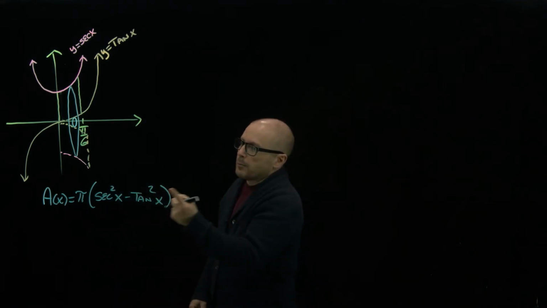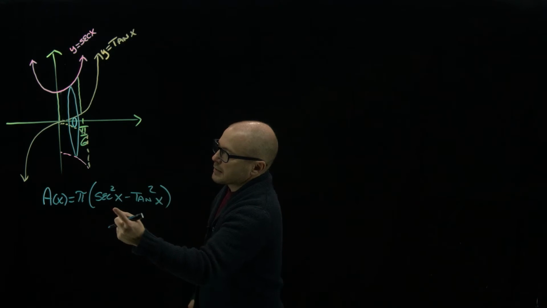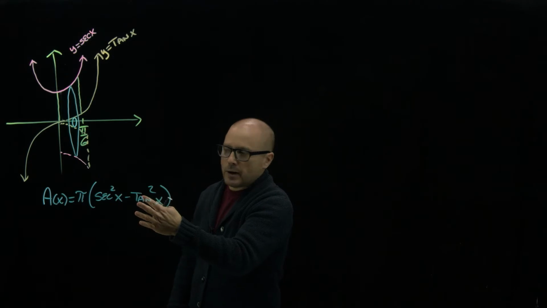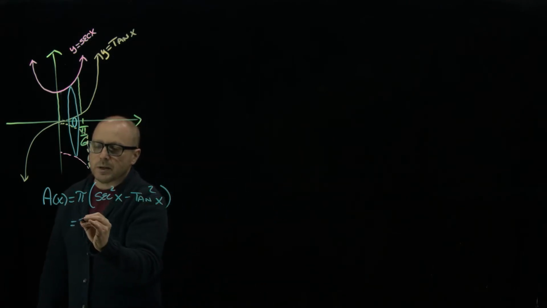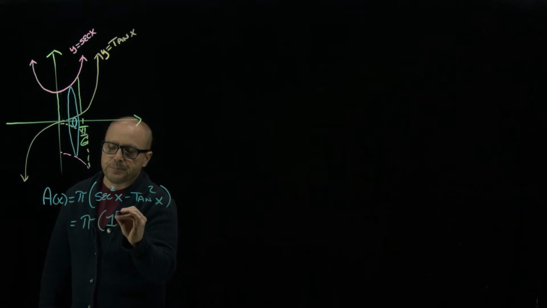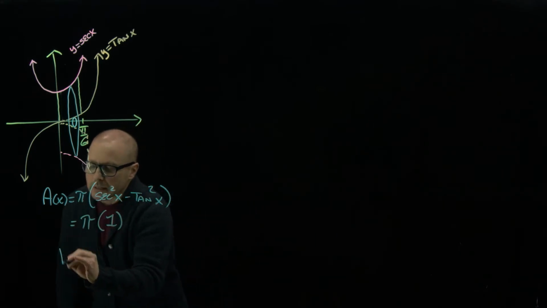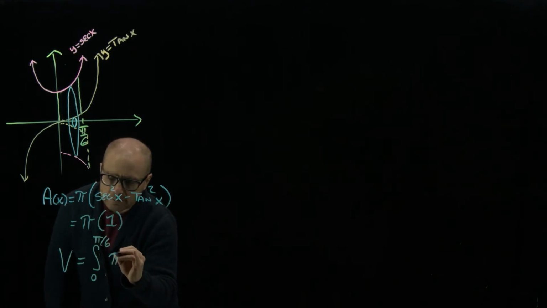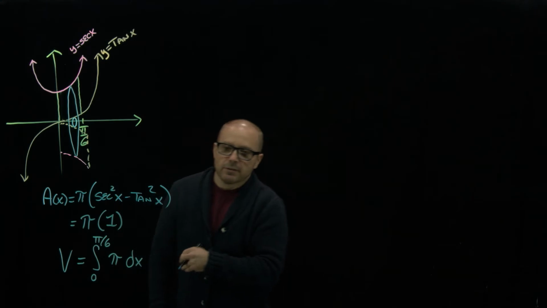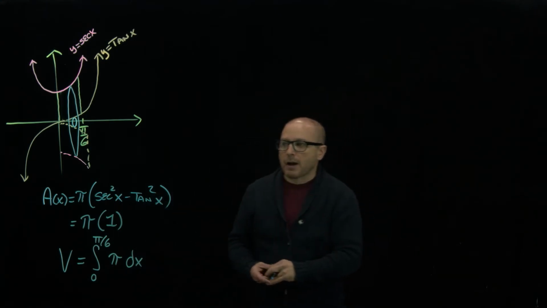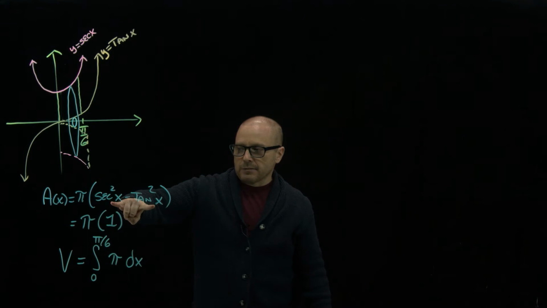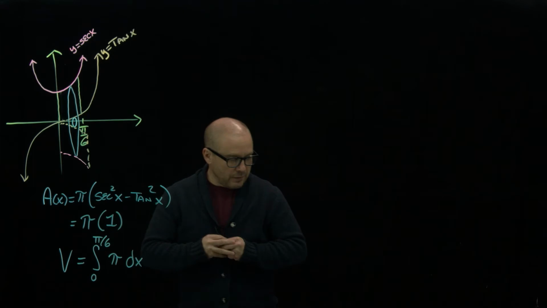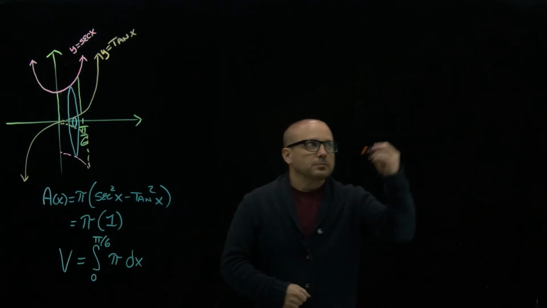And where people missed points was trying to deal with this and not realizing that they've got an identity right in front of them. Secant squared minus tangent squared is 1. So the integral was simply the integral from 0 to pi over 6 of pi, which made for a very simple integral. So let's talk about how we could get ourselves in a mind frame that this jumps out at us as an identity.